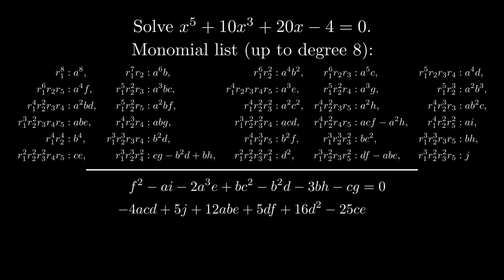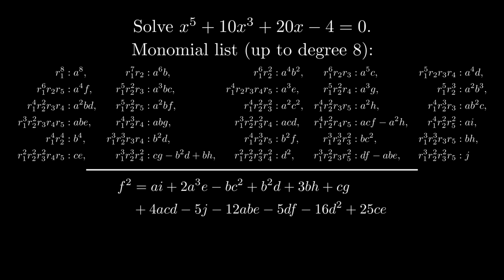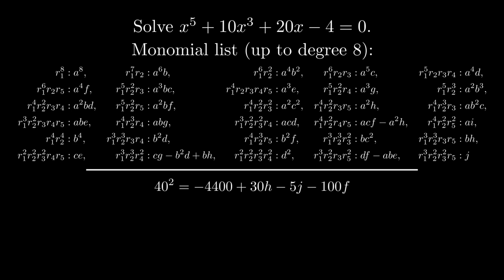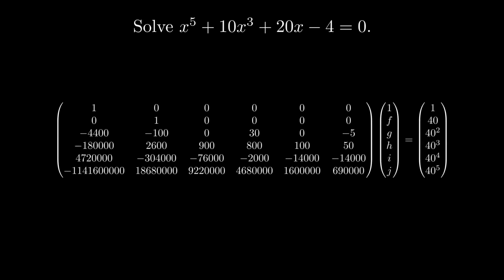And we're done. We wrote f squared as a sum of things in terms of a through j, and we can plug in f equals 40 on the left side and the zeta values for a through e on the right to get this. If we do the same for the powers of f from 0 to 5, we can put them together into this matrix equation like this.